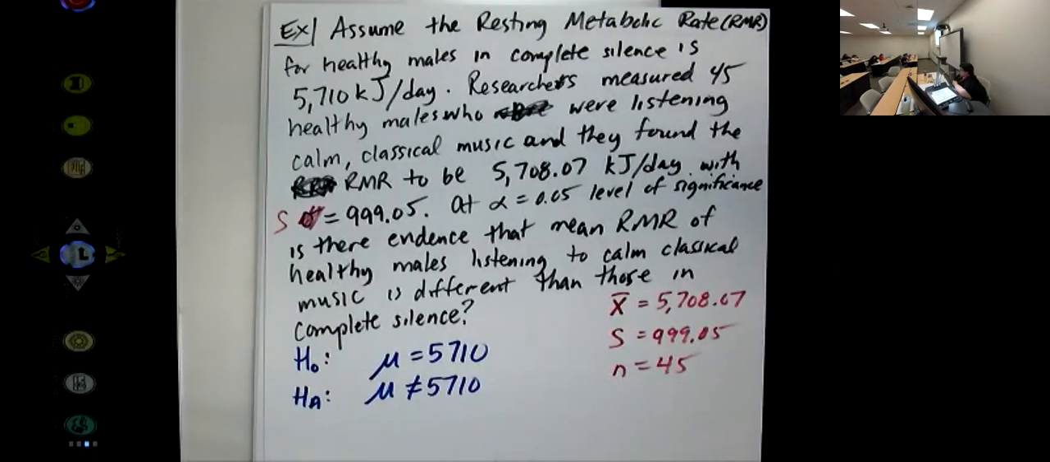Now, do we meet the criteria for the test? They didn't give us the data, so I can't do a box plot. I just have to assume there's no outliers. I can assume that the people in the survey were random and independent. Otherwise, they wouldn't have done this survey the way they did. And N is greater than 30, so we have a good setup that we can use.